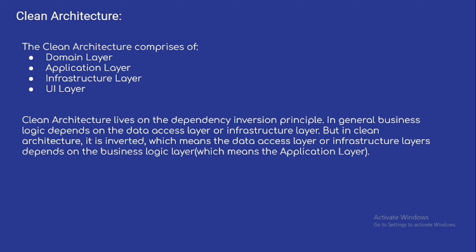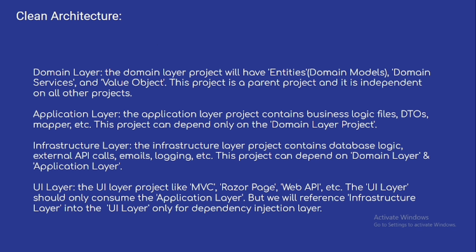With this inversion approach, we can use any kind of data access layer. You can use a DB context, and if you don't want that, you can use a repository there, and it can be easily integrated into our business logic. Now the domain layer. The domain layer is a project that will have entities, as we discussed, and domain services, any services related to entities, and any value objects. This project is a parent project and it is independent of all projects. So the domain layer can be like a shared one. It will not depend upon any project.